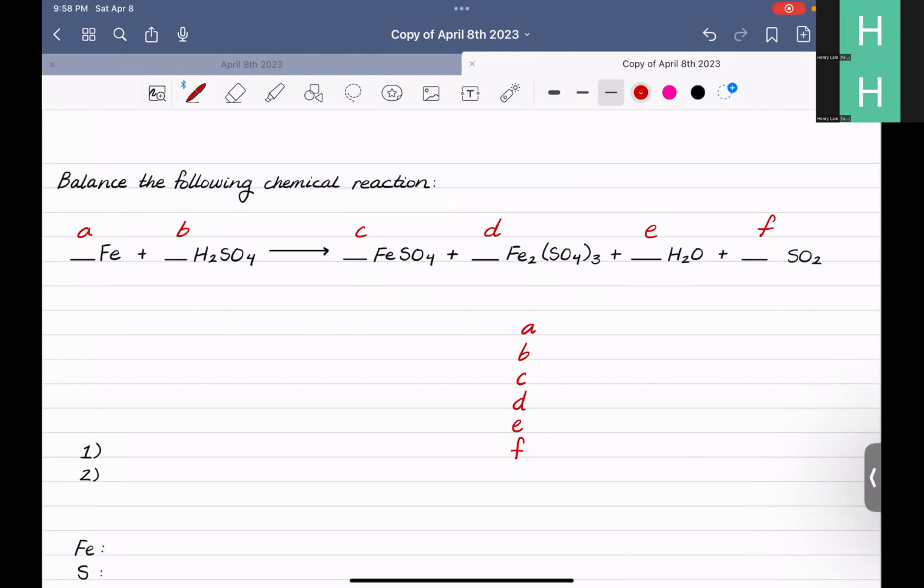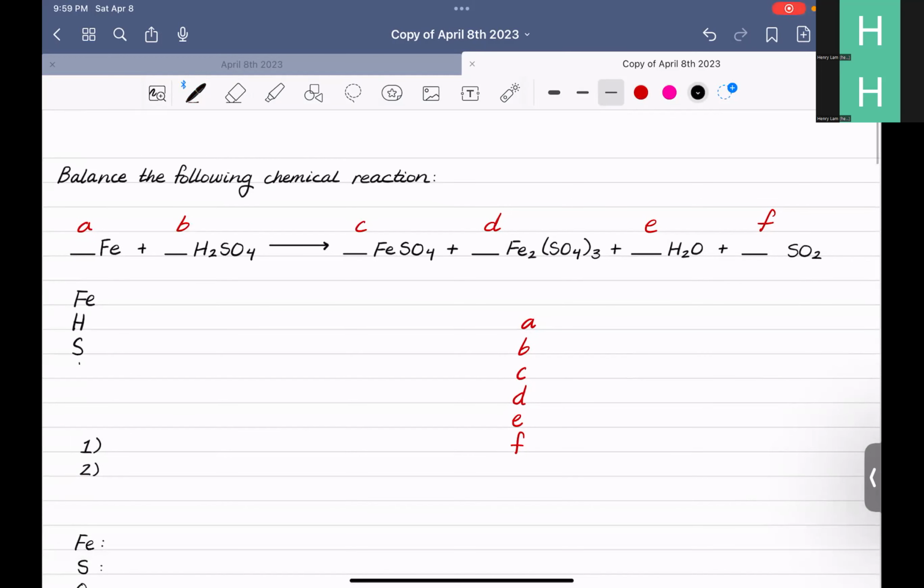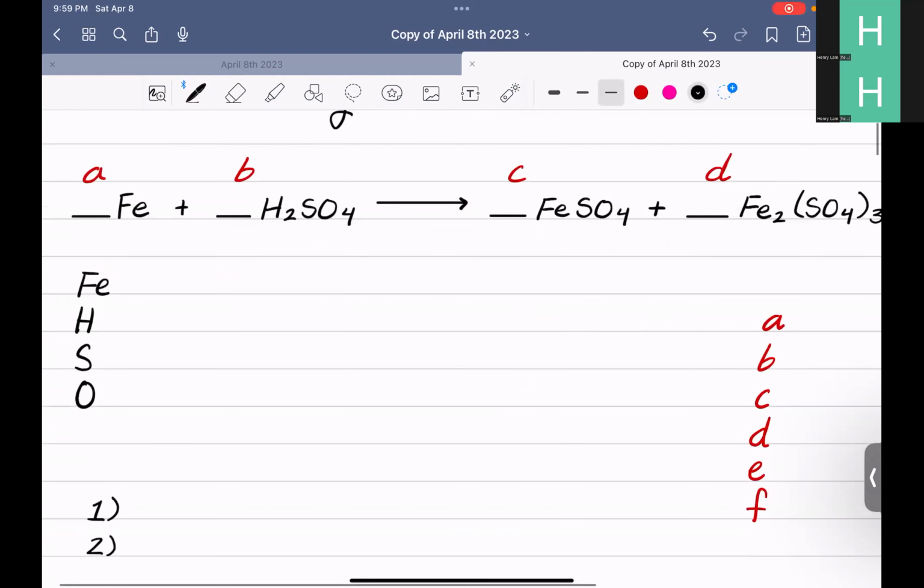The next thing we're going to do is take a look at our molecules. We're going to take a look at iron, hydrogen. Sorry, the atoms is what we're looking at. So iron, hydrogen, sulfur, and oxygen. So if you look here within your chemical reaction, you have iron, you have hydrogen, you have sulfur, and you have oxygen, okay?